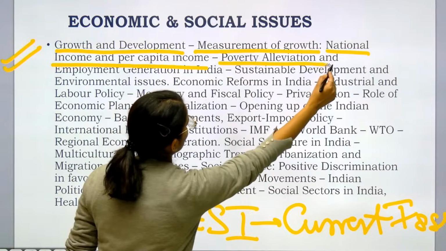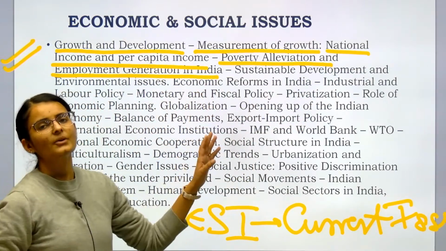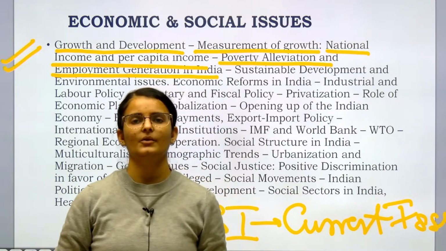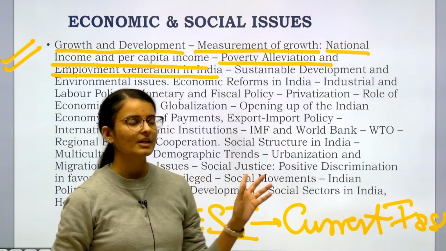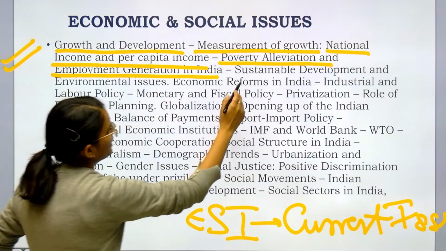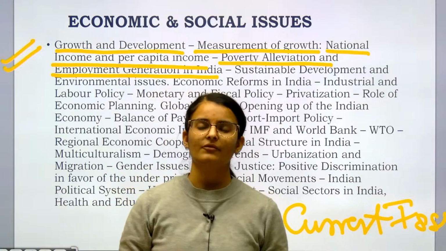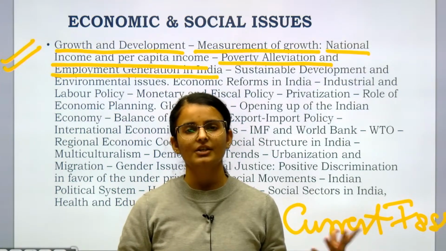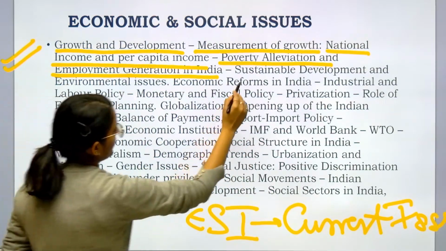Next is poverty alleviation and employment generation in India. So what it will cover, all the schemes of the government, all the programs introduced by the government, whether it is related to employment generation or poverty alleviation, will be covered under the topic, okay? And not just current, it will also cover, like for poverty alleviation, Rozgar Yojana which were introduced in 1990s or 1995, that are also important, okay?